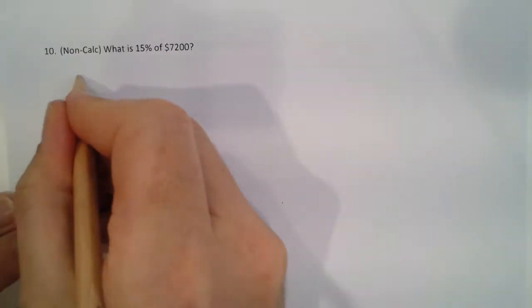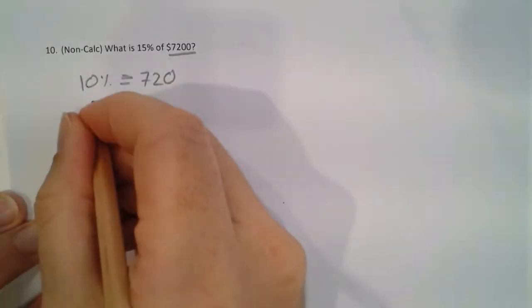Non-calculator. What is 15% of $7,200? Again, there are a few different ways you could do this. So first, I'm going to find 10% of my 7,200, which is 720. So I just divided that by 10.